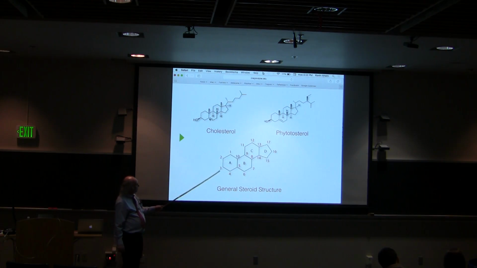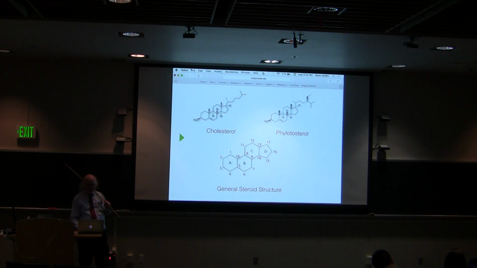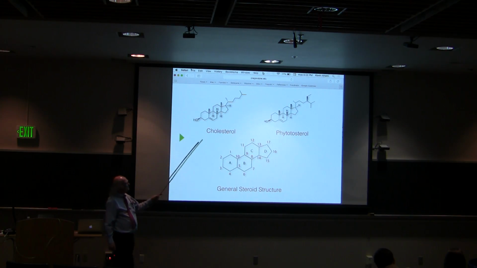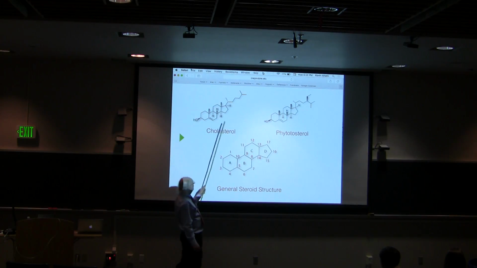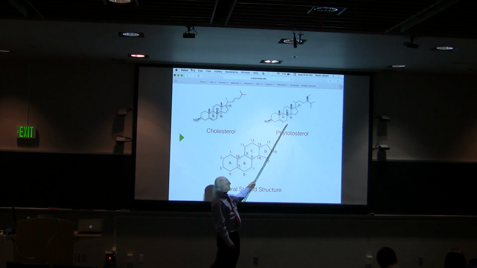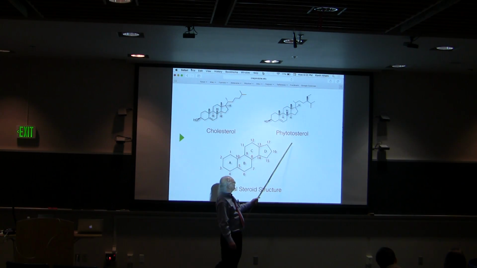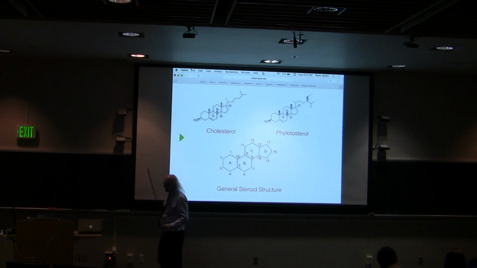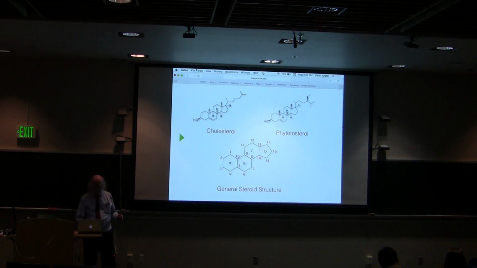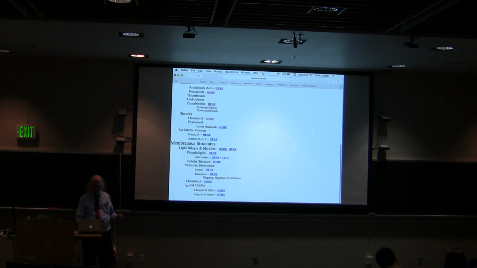Cholesterol, know the rings, right? Don't care about the numbering or any of that, but know the rings. Know that cholesterol is, and I didn't mention this in class, but I'll just say it here, abundant in animals. Plants don't really have hardly any cholesterol, but they have related compounds, as you can see from the figure there, very related compounds.